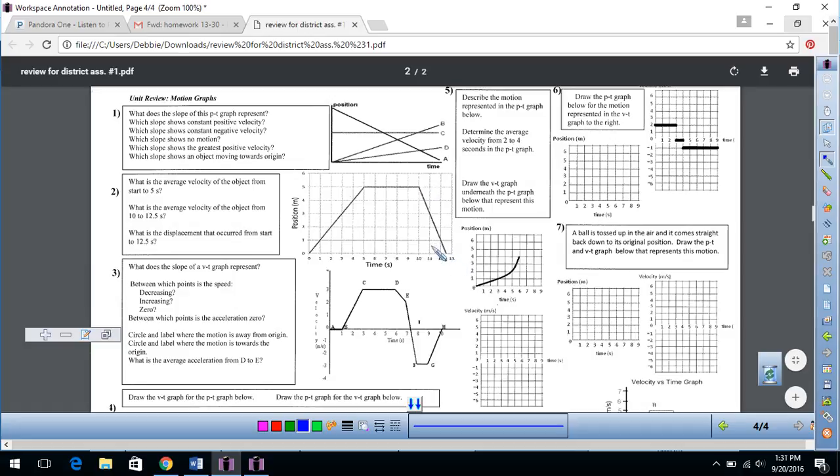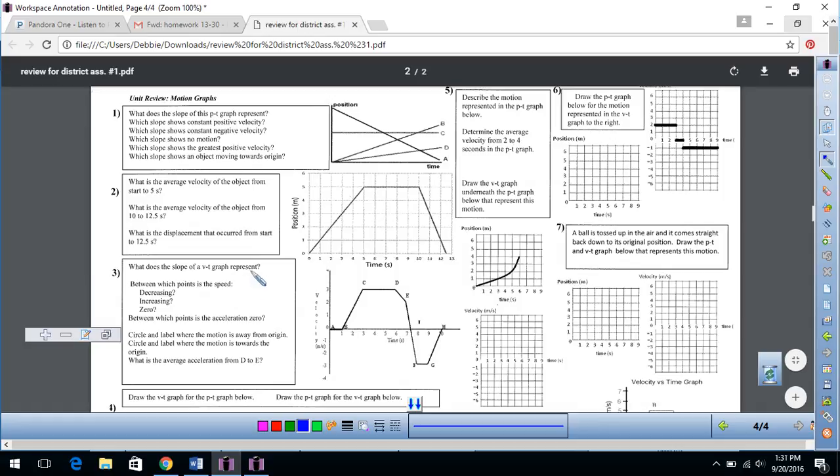What is the displacement that occurred from the start? So area under the curve. Oh, no, not area under the curve. I lied. Displacement is a vector quantity, so you have to look at the positive position, the 0 position, and the negative position. From the beginning to the end, it looks like it returned to the origin. I would say it has 0 displacement.